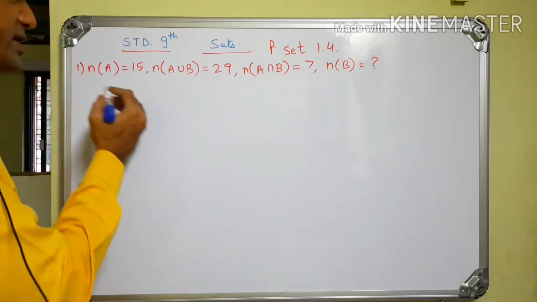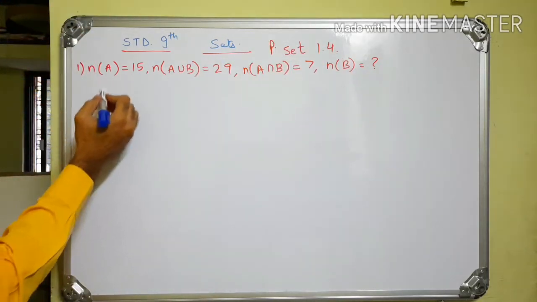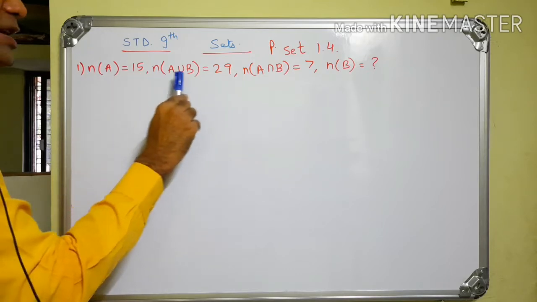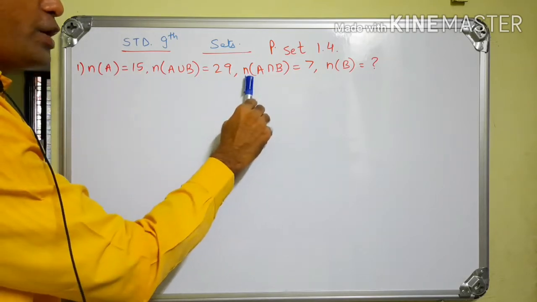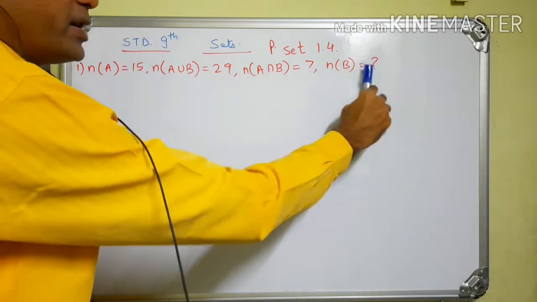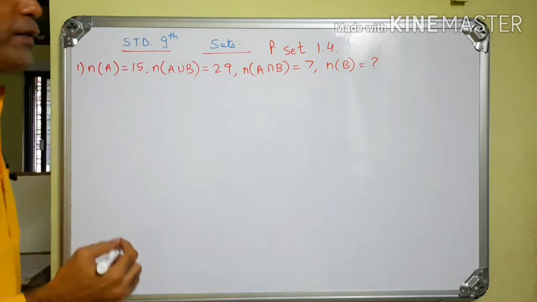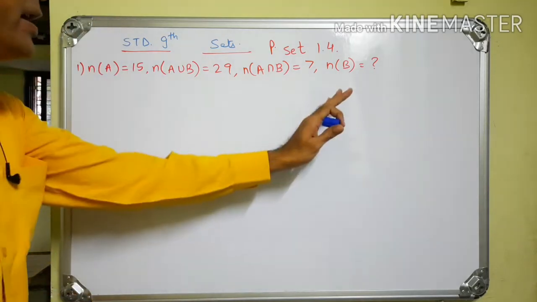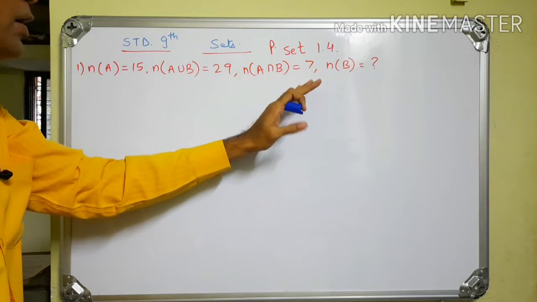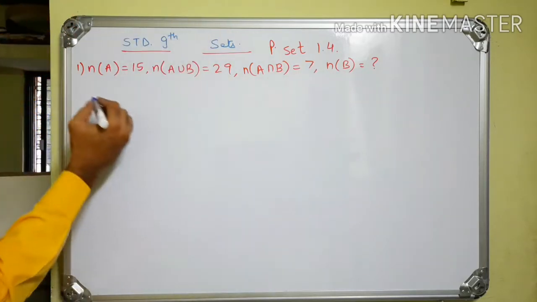Let's solve the first example of practice set 1.4. The first question: the number of elements in set A is 15, the number of elements in set A union B is 29, the number of elements in set A intersection B is 7. We have to find the number of elements in set B. So what is the formula for finding any one set out of these 4 quantities? If any 3 of these 4 are given, we can find the 4th. So what is the formula?